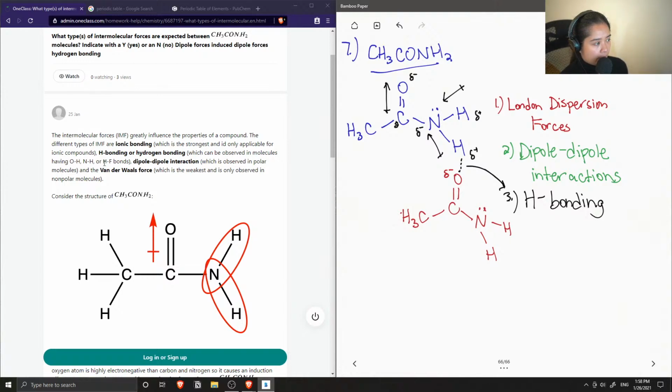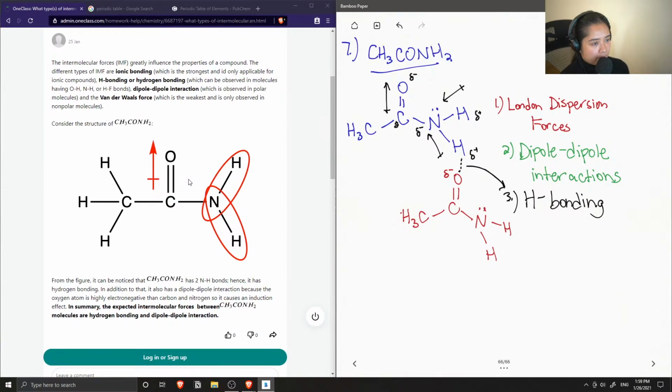involved. You can also have H bonding or hydrogen bonding, which can be observed in molecules having OH, NH, or HF bonds. Dipole-dipole interactions, which is observed in polar molecules, and van der Waals force, which is the weakest and is only observed in nonpolar molecules.